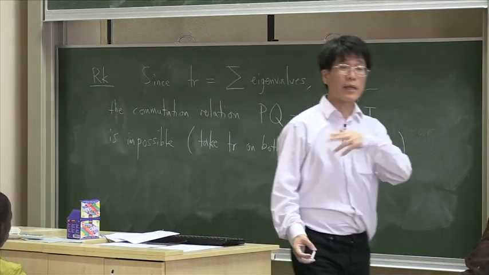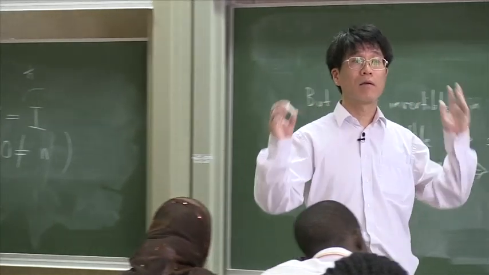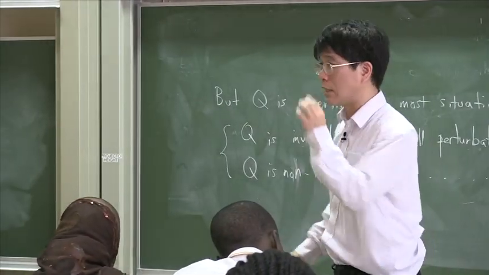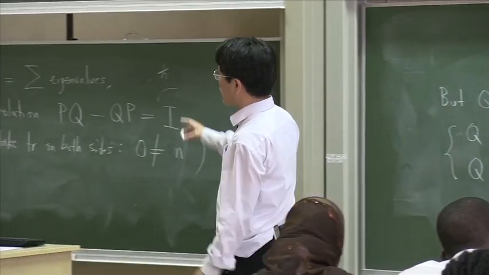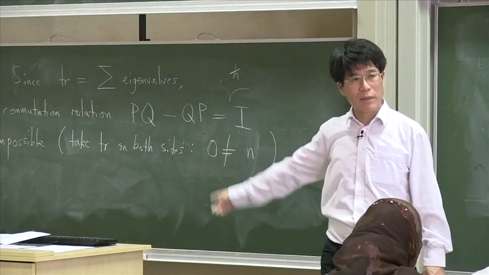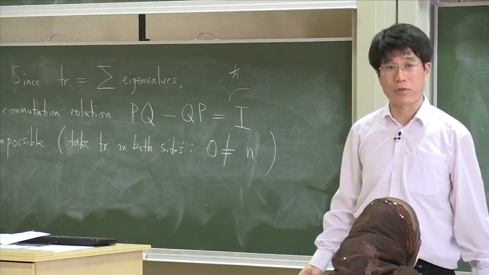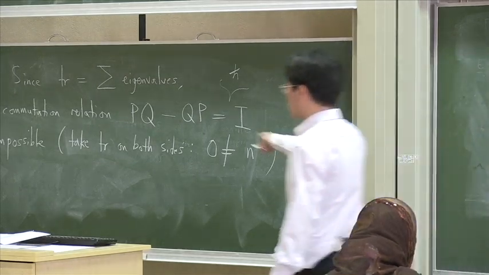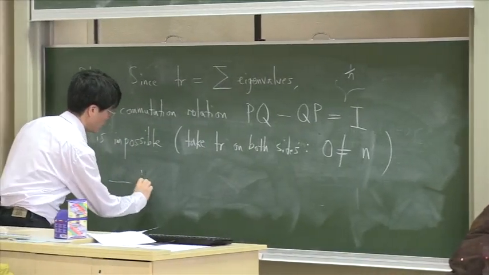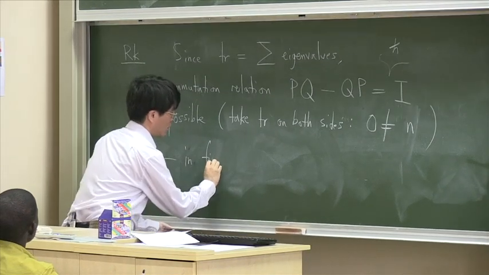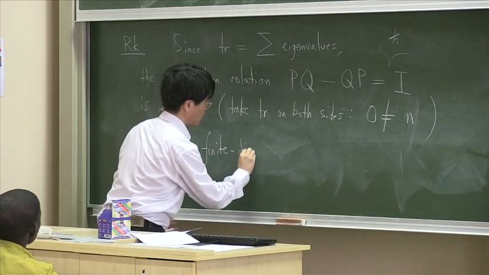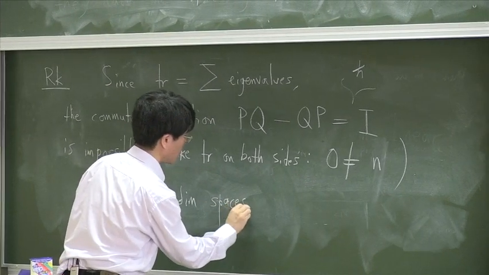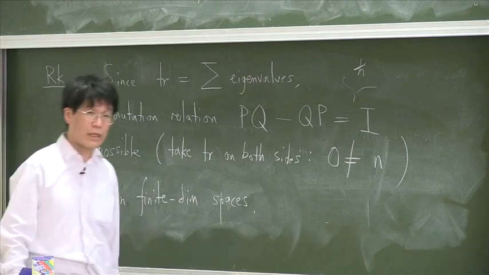And yet, quantum mechanics uses this all the time. What's going on? Maybe quantum mechanics is wrong. It is not wrong. What it's saying is that in order to do quantum mechanics, you need infinite matrices. So in finite dimensional space, this is impossible. You have to do infinite dimensional spaces.